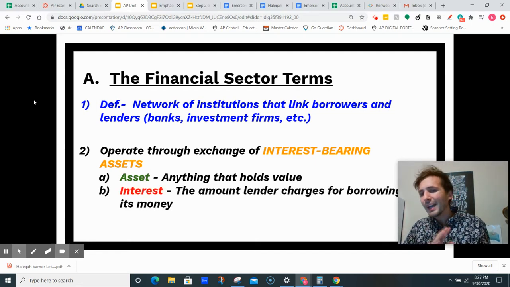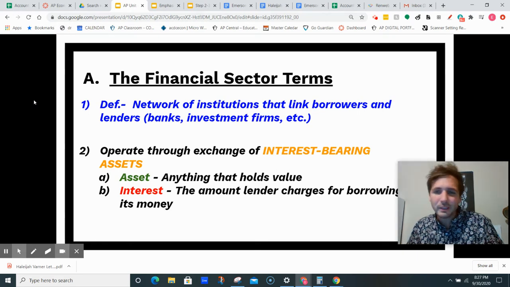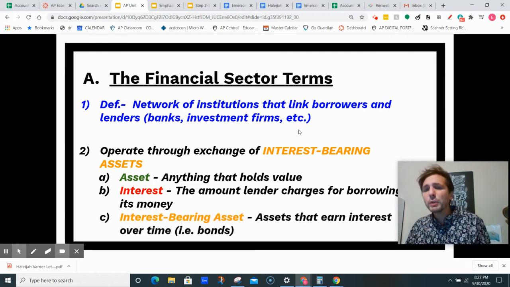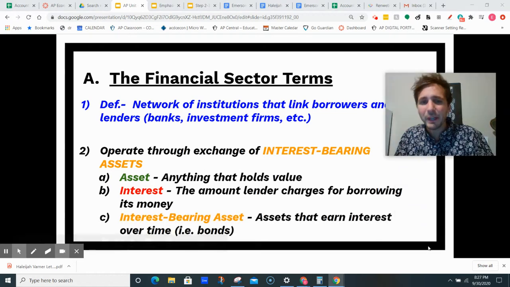We also have interest. What is interest? It's the price of a loan, is basically what this is saying, right? Lenders charge an amount for the privilege of borrowing money from them. That's interest. And that's how they offset the risk of giving you that money and make profit off of it as well. So you put all that together and it's called an interest bearing asset.